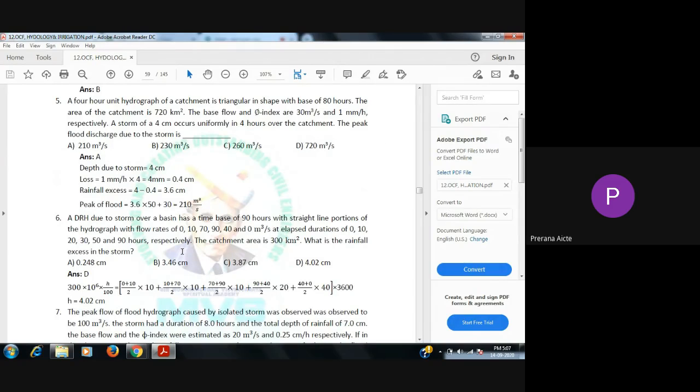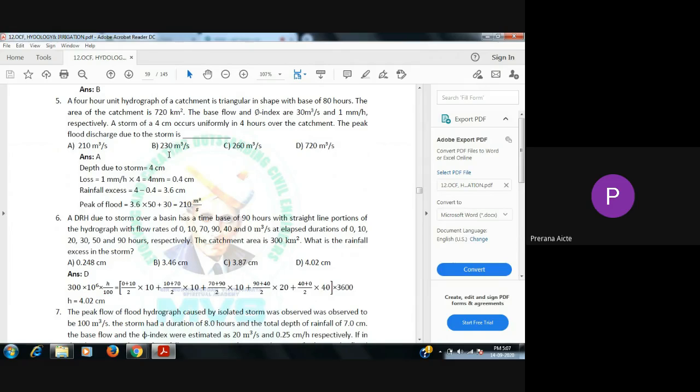Then if you see, a 4-hour unit graph of a catchment is triangular in shape. Again, a similar problem. If we draw the triangle, the base is 80 hours, and the area of the catchment is 710 square kilometer. The base flow and phi index are 30 meter per second and 1 millimeter per hour respectively. A storm of 4 centimeter occurs uniformly in 4 hours over the catchment. The peak flood discharge due to the storm is?